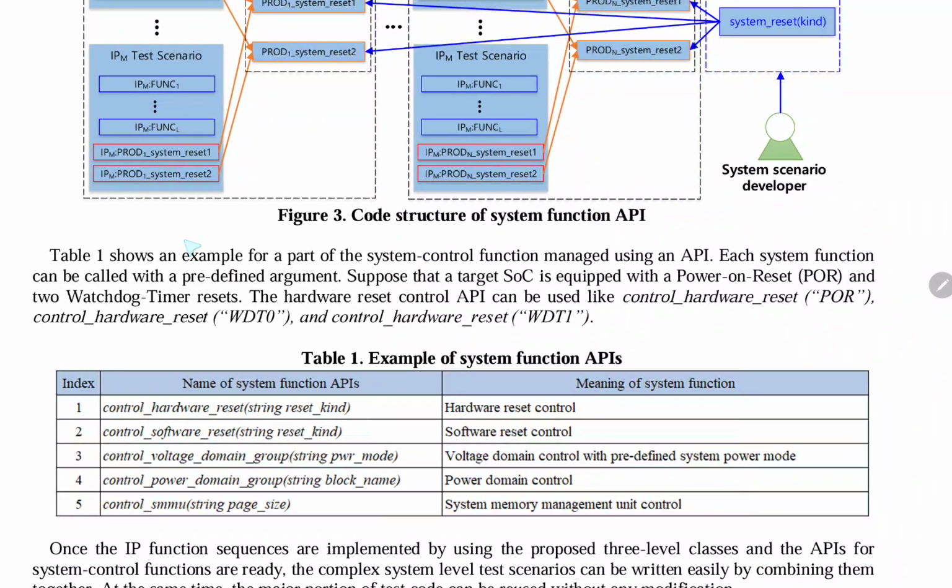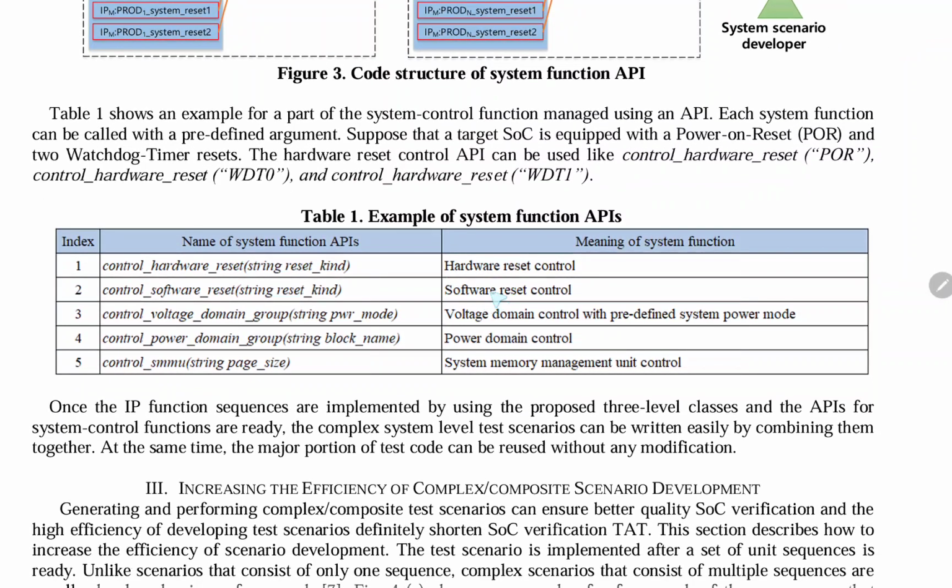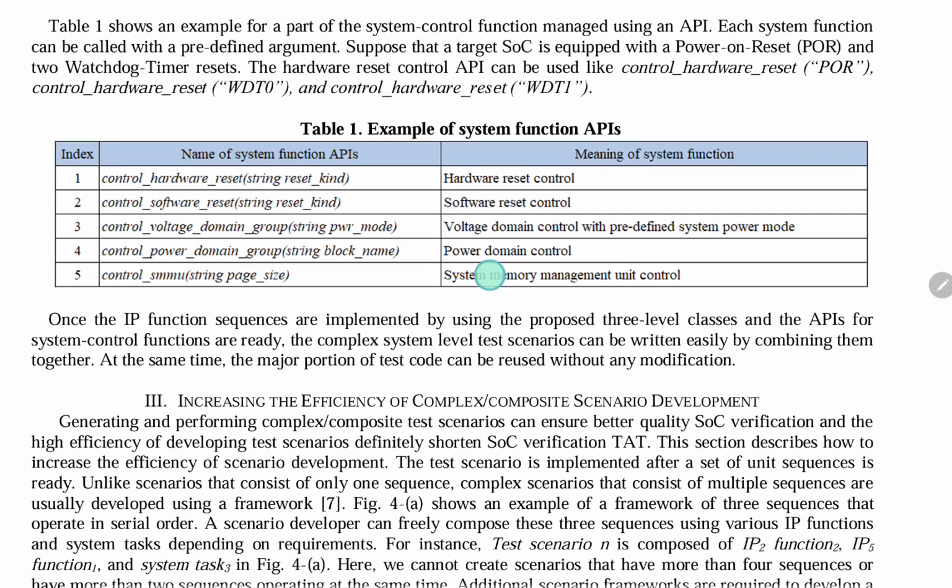Table 1 shows an example of part of the system control functions managed using an API. Each system function can be called with a predefined argument. Suppose the target SoC is equipped with the power on reset (POR) and two watchdog timer resets. The hardware reset control API can be used like control_hardware_reset(POR), control_hardware_reset(WDT0), and control_hardware_reset(WDT1). Table 1 is an example of system function APIs.